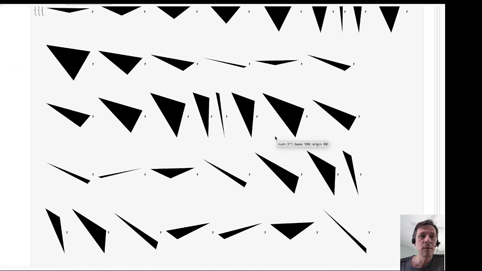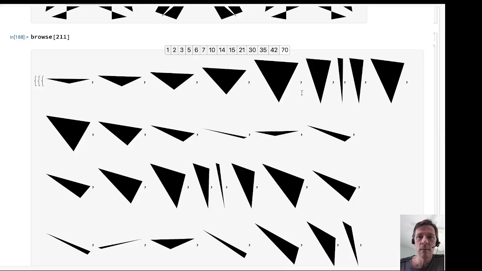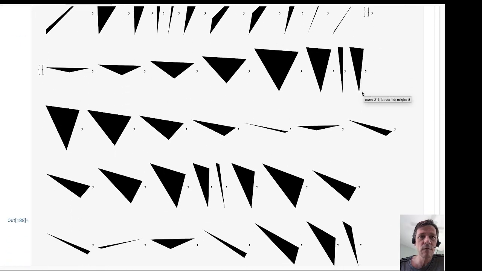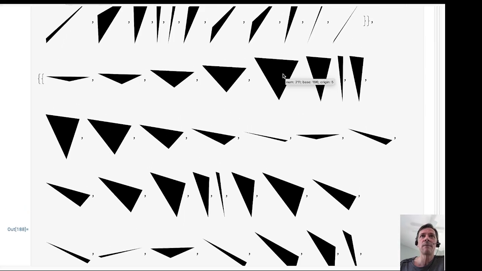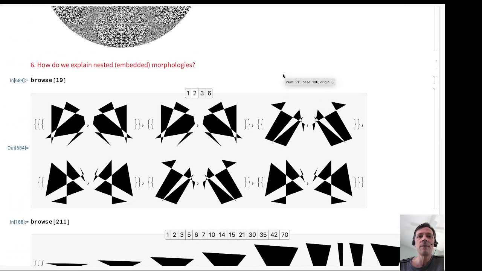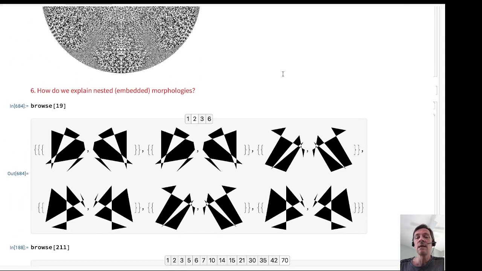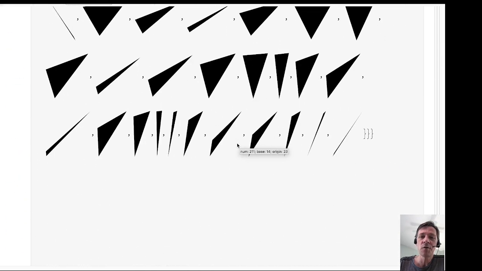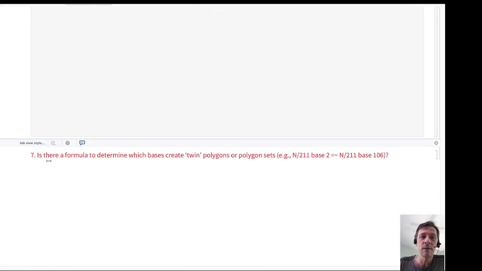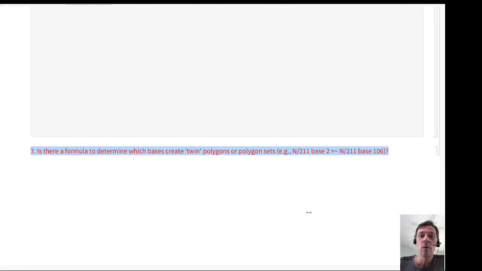But just look at that first line of them. That first line of these is the same as the first line of these. I think you can be convinced just visually of that. Okay, so of the 210 available bases, I actually have 105 pairs of polygon sets that are identical with each other. And so the last modular arithmetic question for our team is, is there a formula to determine which bases create twin polygons or polygon sets?